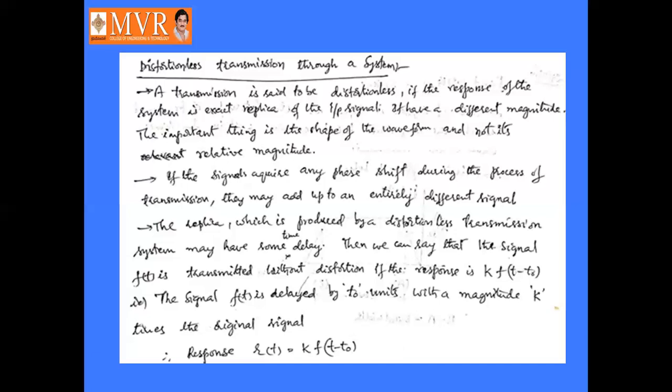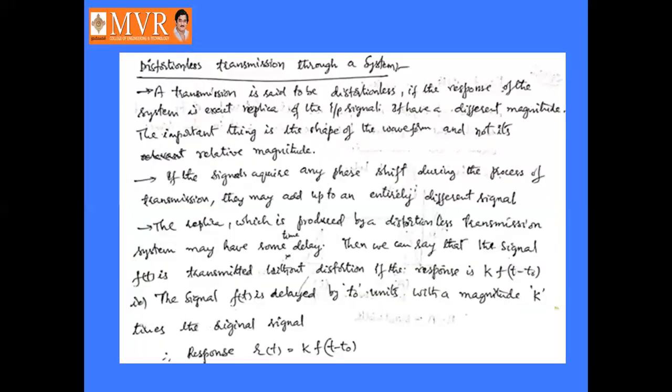It may be time shifted with some magnitude k, but the shape of the waveform will not be changed. Okay, so that is distortionless transmission. Applying Fourier transform for the above expression, r of t equal to k into f of t minus t naught, apply Fourier transform on both sides.